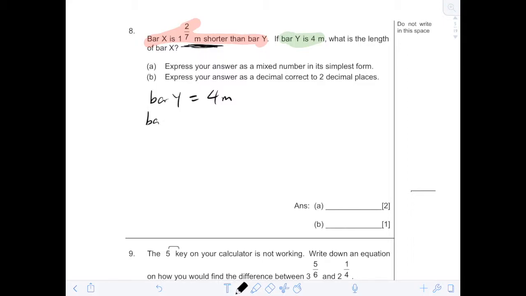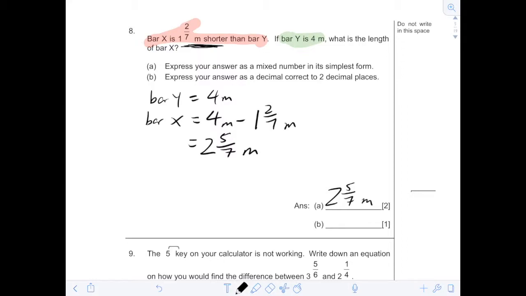So bar X will be equal to, since it's shorter than Y, 4 meters minus 1 and 2 over 7 meters. Now, doing your own basic calculation, you should be able to do this. You find the answer should be 2 and 5 over 7 meters. So this will be the answer for part A: 2 and 5 over 7 meters.